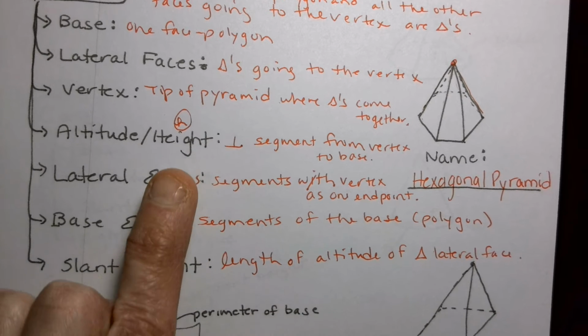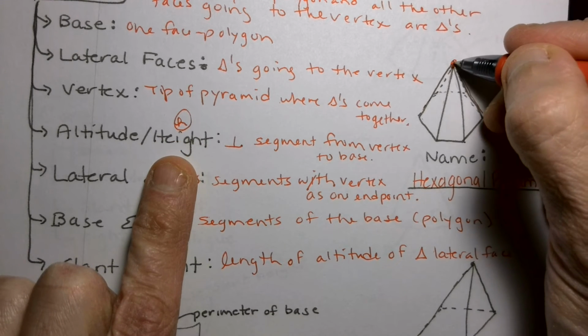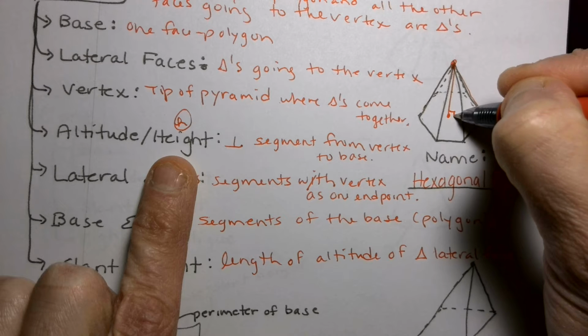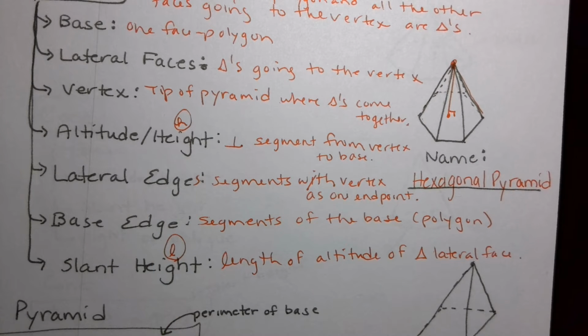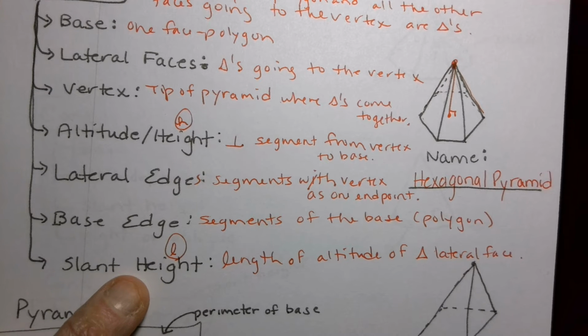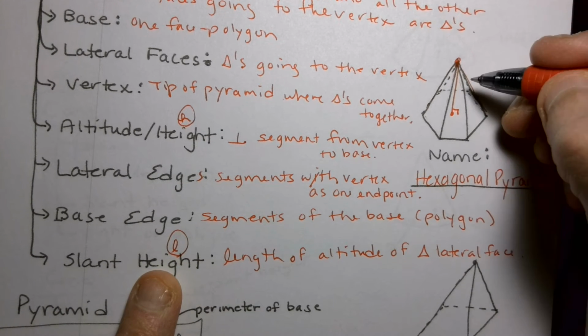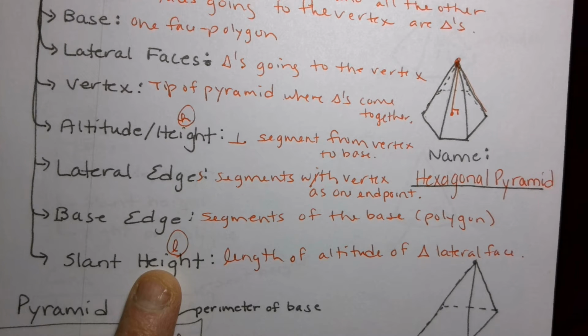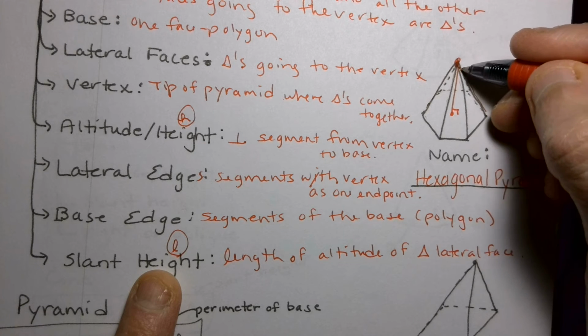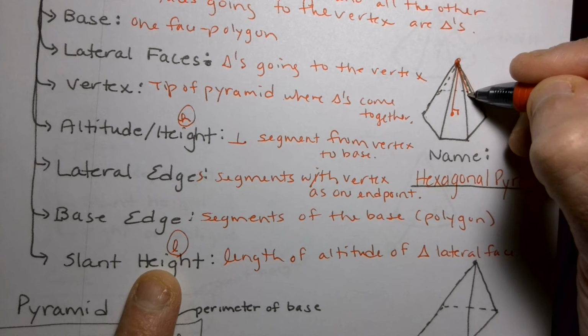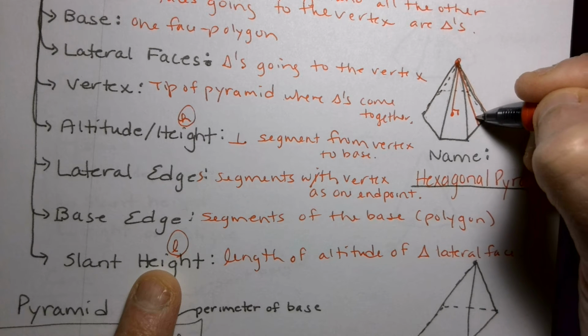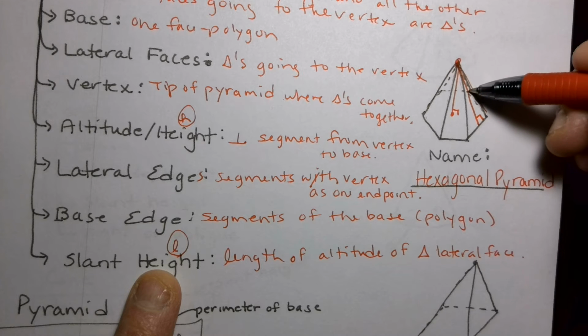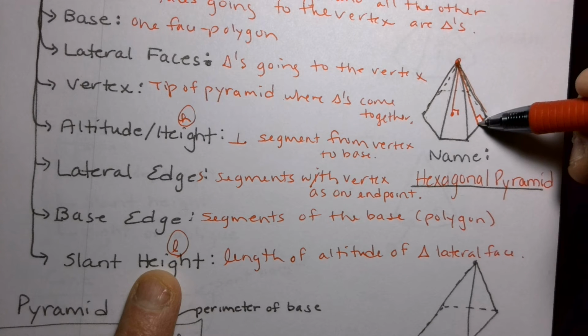The height would be from the vertex straight to the middle and perpendicular. That would be the height of the pyramid, which again is different than this. Pay close attention to this. The slant height goes through, pick any of these triangles on the side. I'm just going to pick the one that to me looks easiest to see. And when you go straight through the triangle, the altitude of that triangle is the slant height.